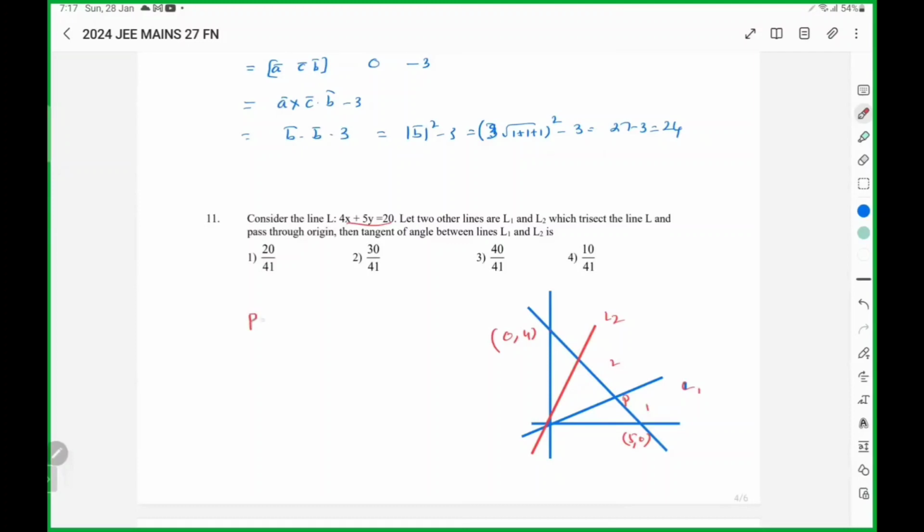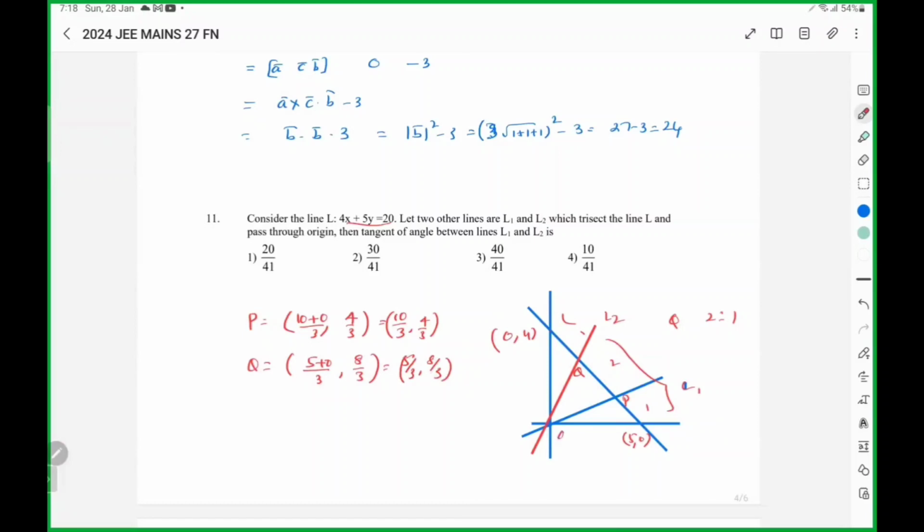P coordinates will be, by using section formula, 2 into 0 plus 1 into 4. So 10 by 3 comma 4 by 3. So here Q divides in the ratio 2:1. So then Q coordinates 1 into 5 plus 0 by 3, 1 into 0 plus 2 into 4, 8 by 3, 5 by 3 comma 8 by 3.